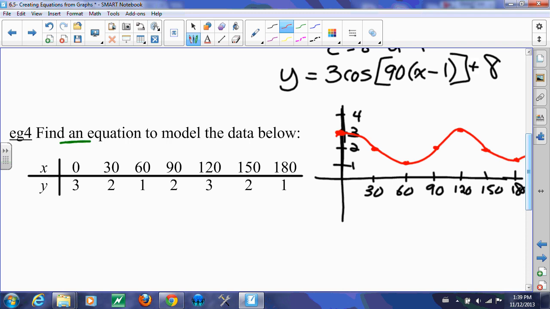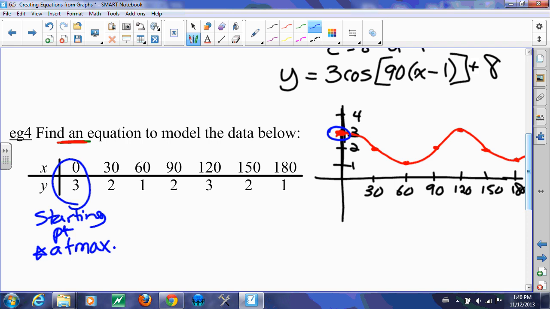Okay? So it says an equation. Doesn't mean that we need to have both. We need to take a look at where we're going to start, and looking at the starting value, to keep D equal to 0, we're starting at a max, right? So this is your starting point here. We're starting at our max value. Therefore, that tells us we're going to use the cosine.